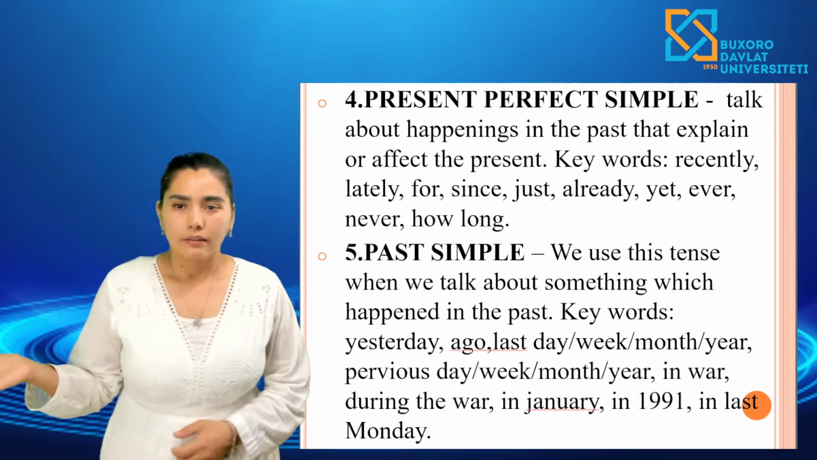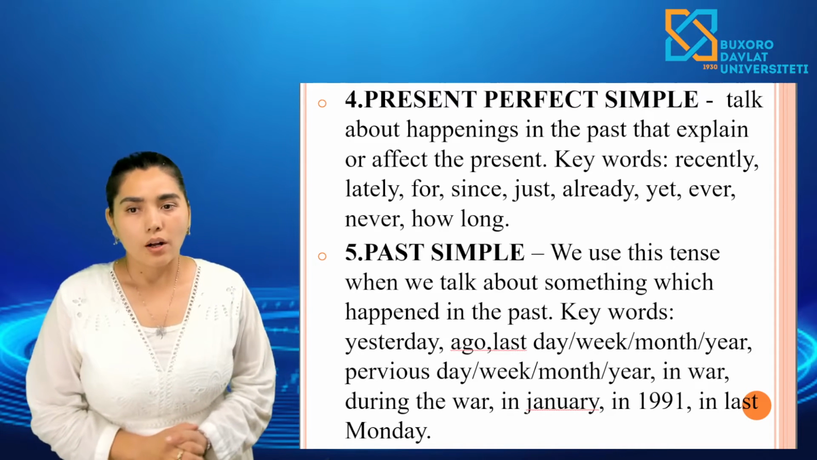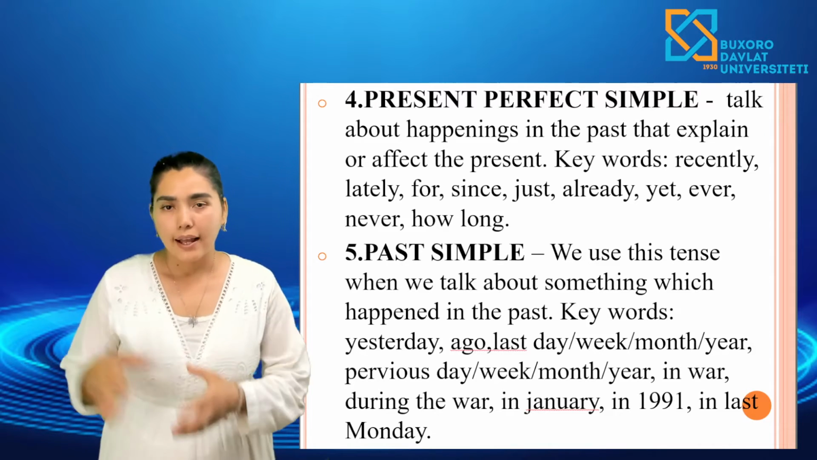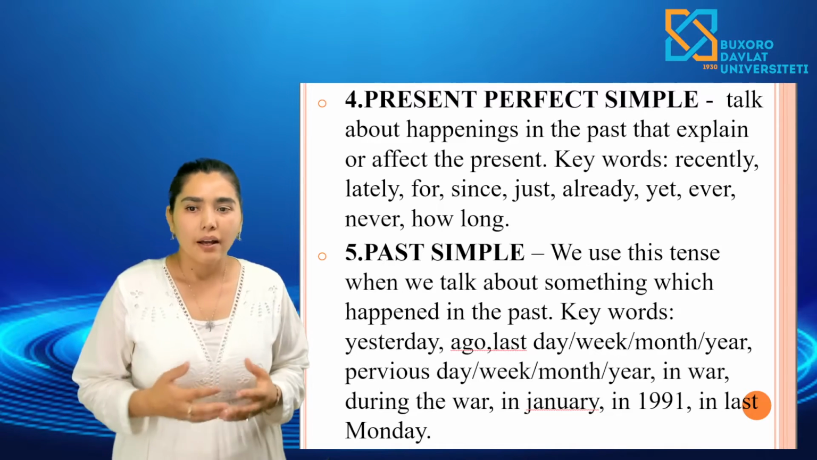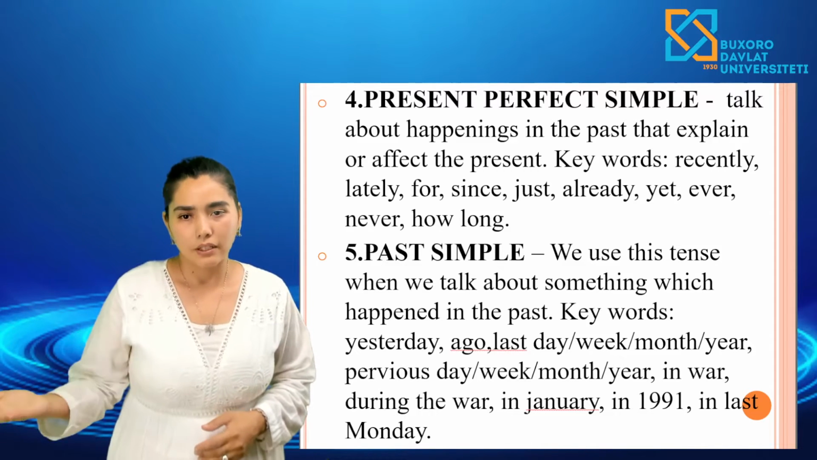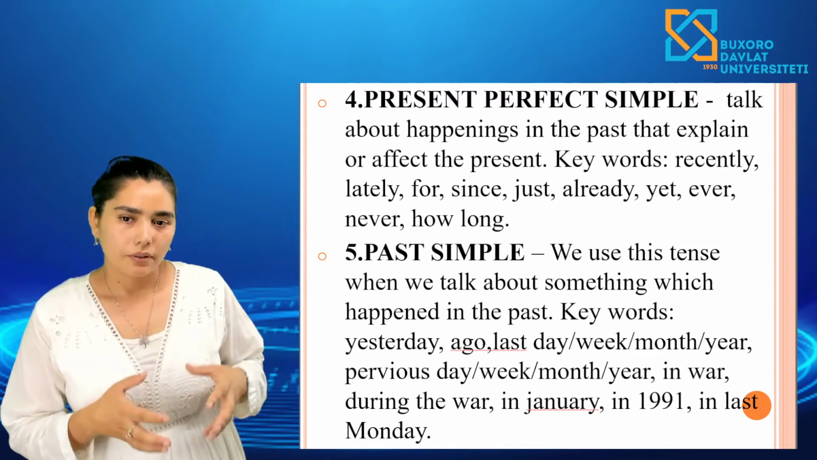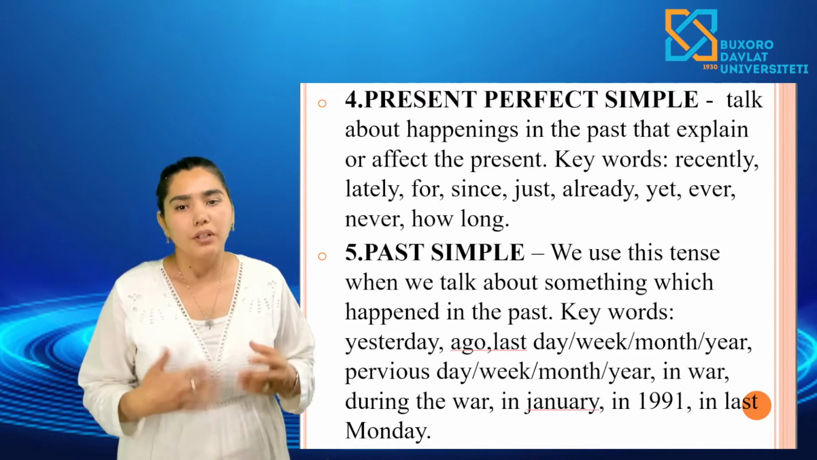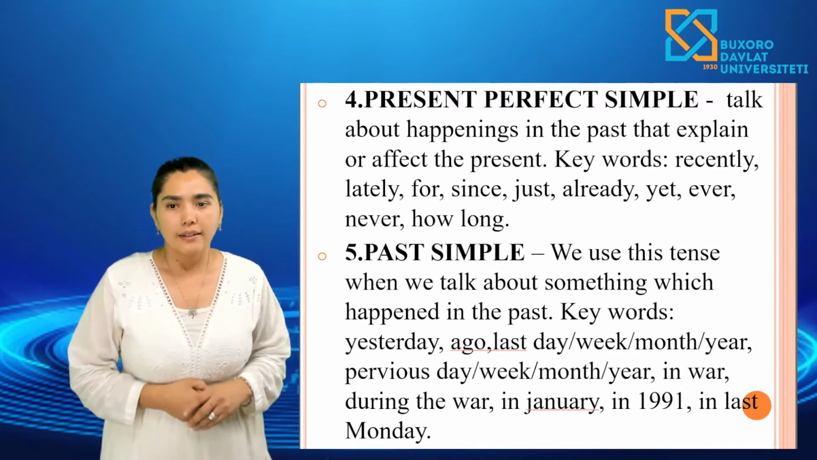Next, in the next slide, you can see present perfect simple. We use that tense to talk about happenings in the past that explain or affect the present. For example, the action is in the past, but the consequences are in the present. For example, I have been in London. In this sentence, I want to say that I was in London in the past, for example, 2 or 3 years ago. But the action's consequence is in the now. I have seen it. I know about it. I want to say that I have traveled in it, and so on. The keywords are recently, lately, before, since, just, already, yet, ever, never, how long.